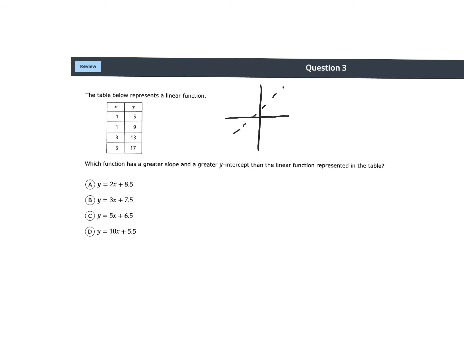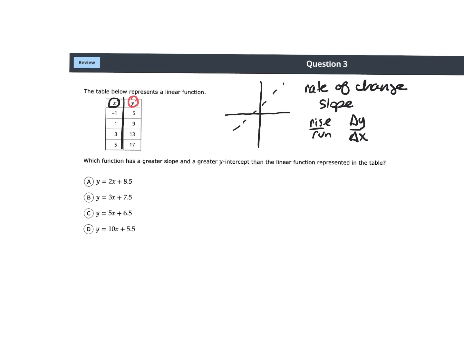So linear function means that there is a constant rate of change or slope. And we know that slope is rise over run, or your change in y over your change in x. They tell you your x column on the left side and your y column on the right side. So I'm just going to do a quick calculation for my change in y and my change in x.